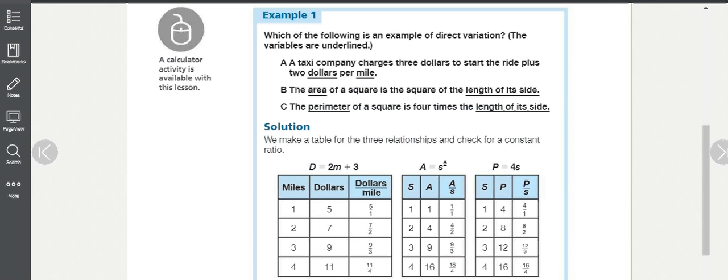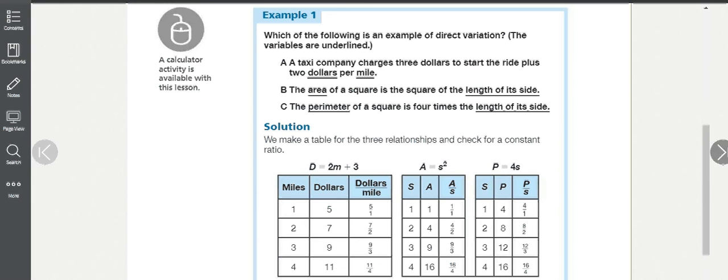Without graphing, example 1, it just says which of the following is direct variation. They help by underlining what are the variables. A taxi company charges $3 to start the ride plus $2 per mile. So that'd be D equals 2 times M, and then the 3. The plus 3 is the $3 to start. Okay? A equals S squared. That's the area of a square is side length squared. And then perimeter of a square, I've already given this away, but that's 4 times side, right?